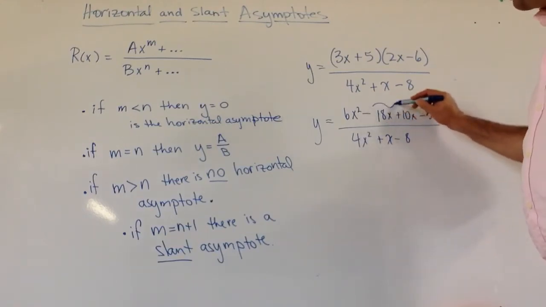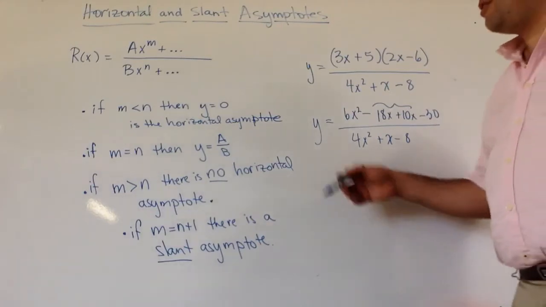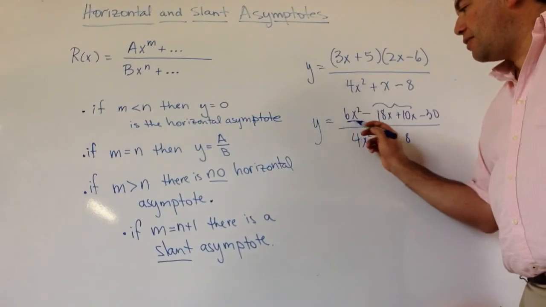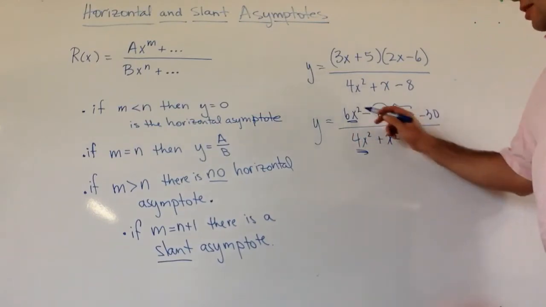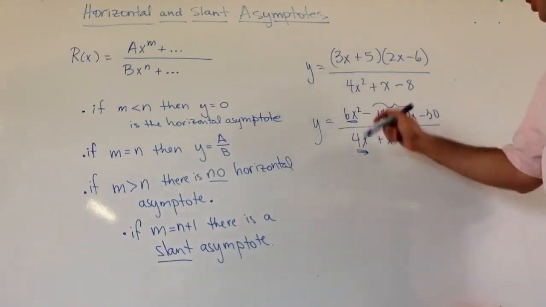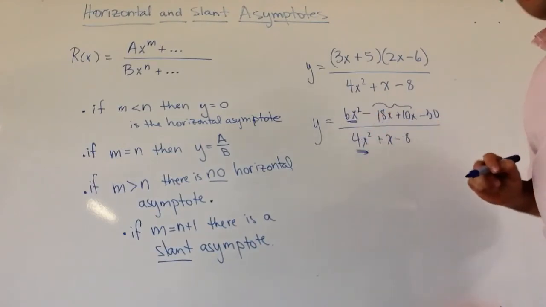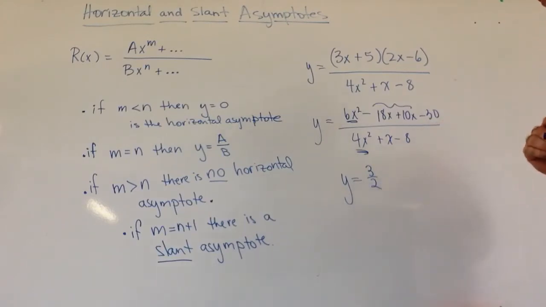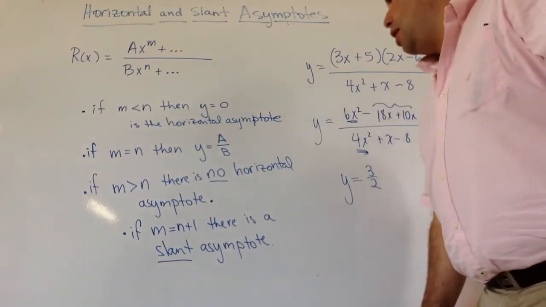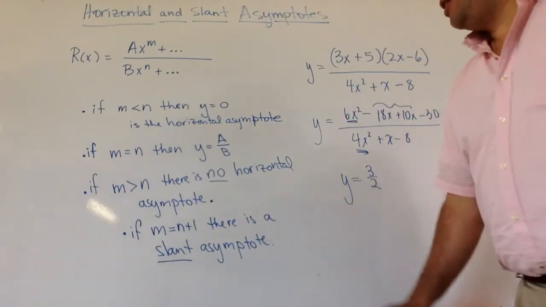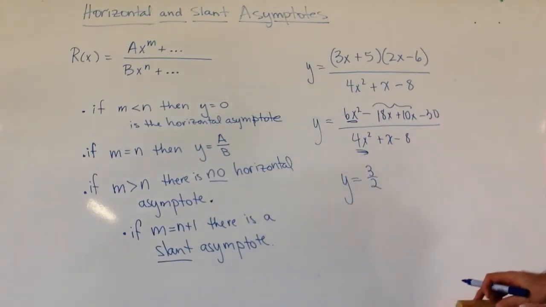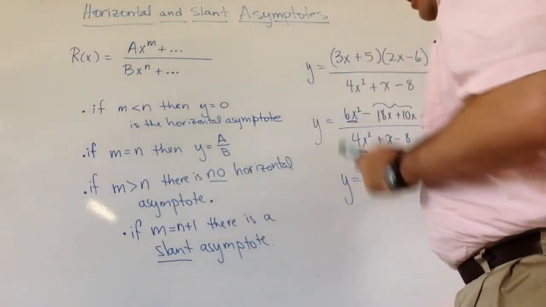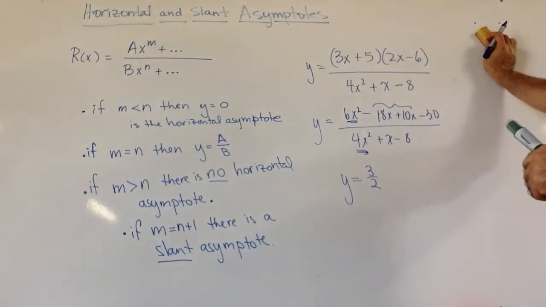Yes, I know we can combine these two terms. But really, to find the horizontal asymptote, we don't need it. All we need is the leading terms. The degree is the same, 2 and 2, so the horizontal asymptote is y equals 6/4, which is 3/2, or 1.5. Now, how do we find the slant asymptote, if there is one? Notice that the degree in the numerator has to be 1 more than the degree in the denominator.